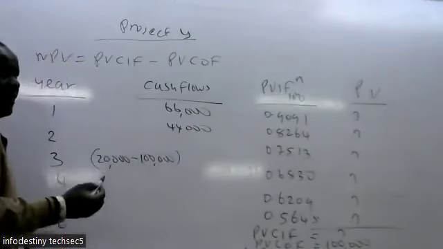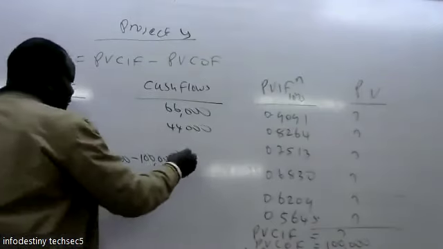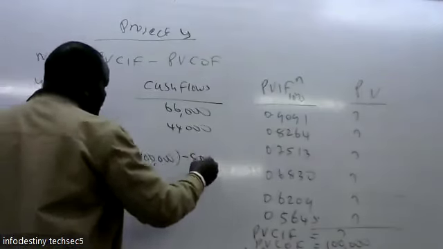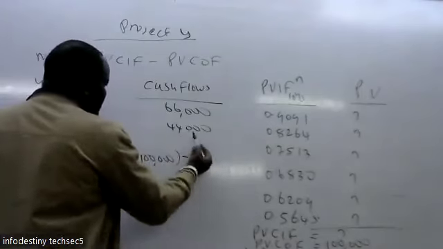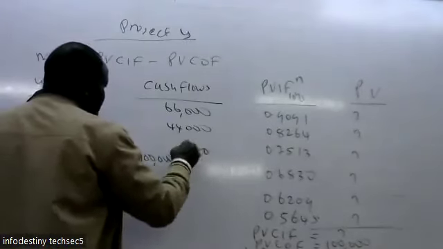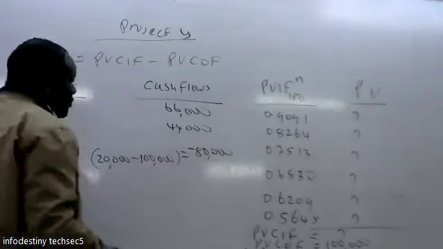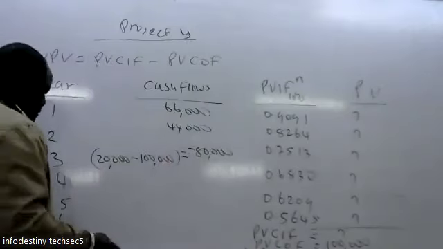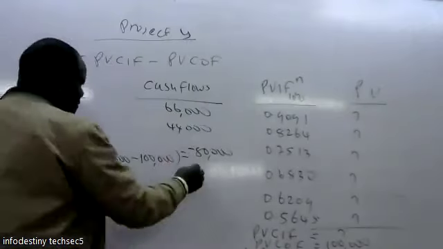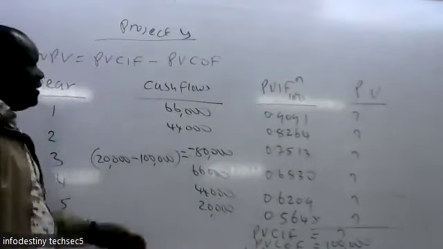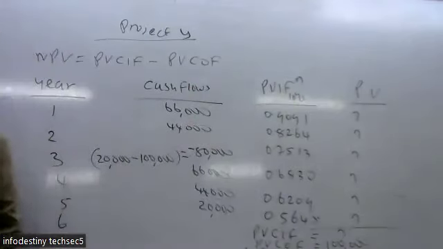Because it also had 100. So this will give us negative 80. So year four is the same as year one, which is 66. Then year five is the same as year two, which is 44. Then year six is the same as year three. This time we are not replacing it. We just use the 20,000 and get the new NPV.